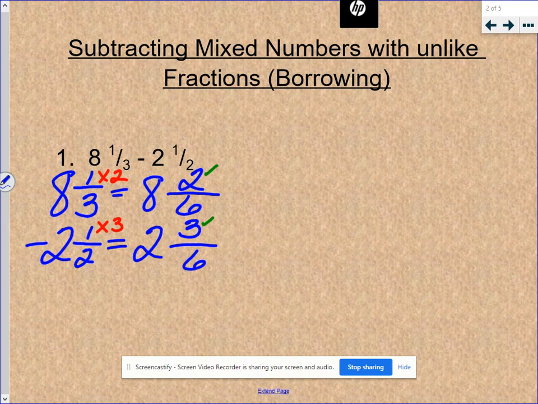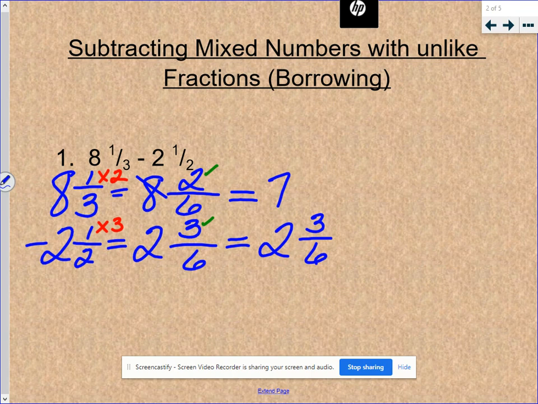I'm going to explain to you the mathematical reasoning behind borrowing, and then I'm going to show you a shortcut to borrowing. So the first thing you do is you bring along the second bottom fraction, because that doesn't change. You get 2 and 3/6. You borrow from the 8 and it becomes a 7, just like you would borrow in double-digit subtraction. But now we're dealing with a fraction. So instead of borrowing the whole number 1, we have to borrow a fraction that represents the whole number 1.